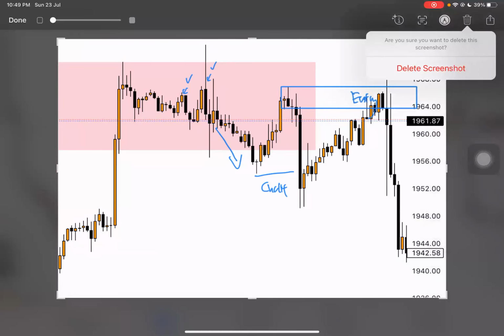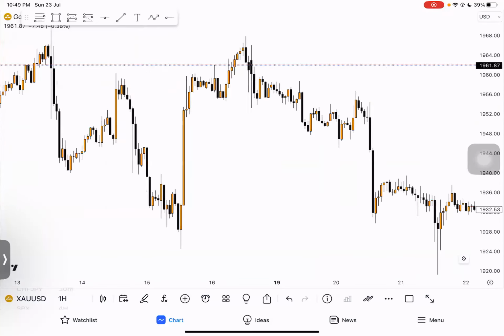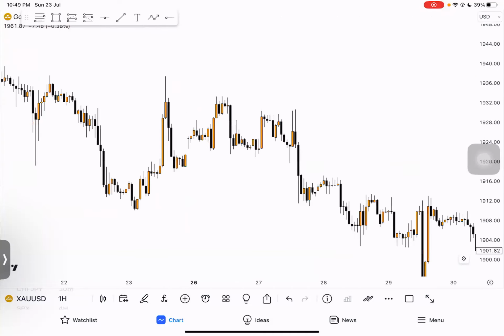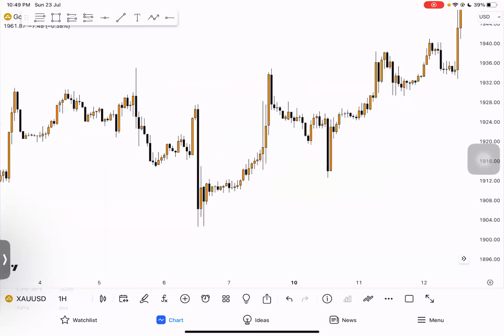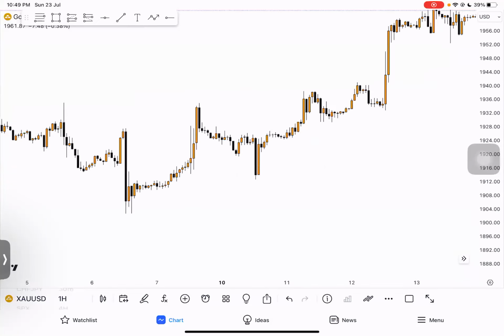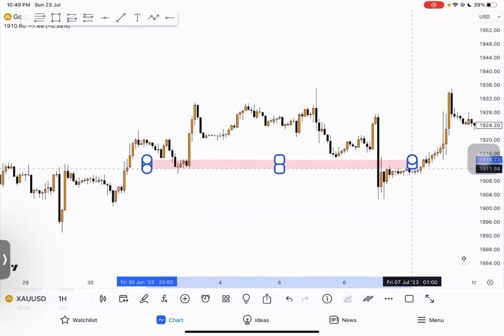Okay, this is how you draw the supply. For the demand, it is the same thing: the rally base rally and also the drop base rally. For rally base rally, I will show you something like this one. I got the proper examples. Maybe this one. Will it come back? Yes.